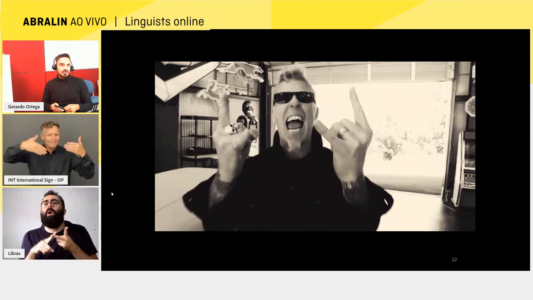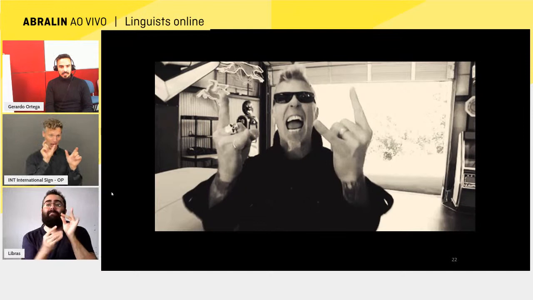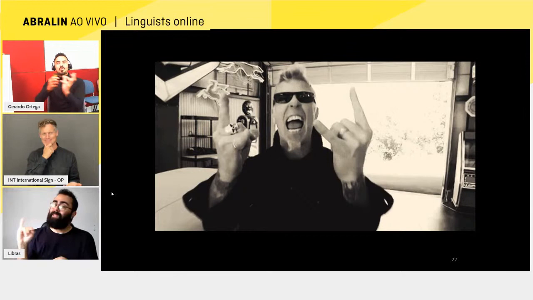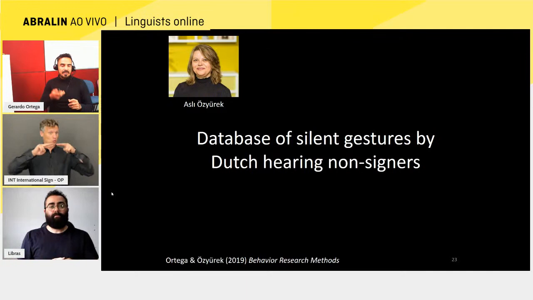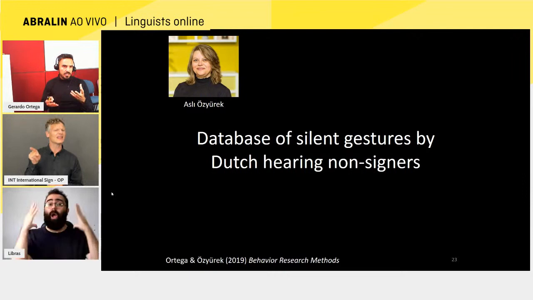We tried to describe the gestures that are produced in a speaking community, and that would be our stepping stone to understand whether those gestures were exploited at first exposure to a sign language. So this study and the ones that I'm going to carry out from this point onwards were carried out in collaboration with Professor Asli Ozyurek at the Donders Institute and the Max Planck Institute in the Netherlands. And this is a broader project that looked at the role of gesture during sign language learning.